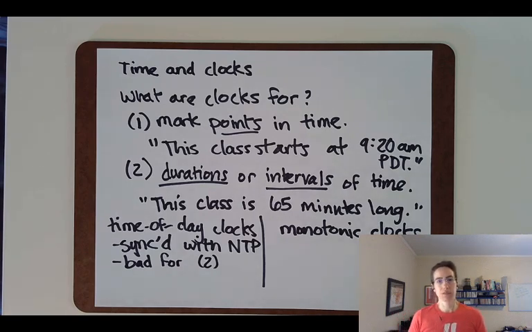Yeah, so clocks might not be perfectly synchronized between machines, right? NTP is pretty good. NTP stands for Network Time Protocol, and it does a pretty good job, but it doesn't necessarily mean machines are absolutely synchronized. But one reason why this is bad for measuring durations or intervals is because the time of day can actually jump backward and forward, either due to things like daylight savings time, or for other reasons.